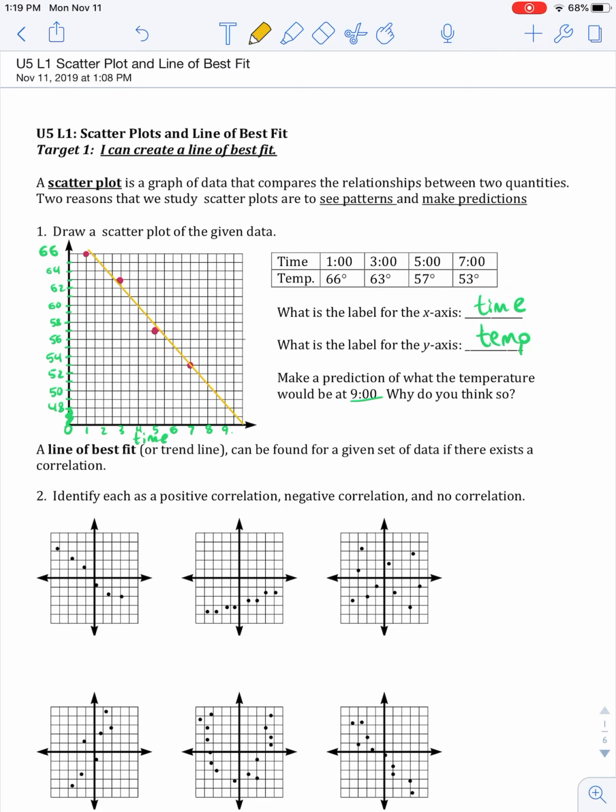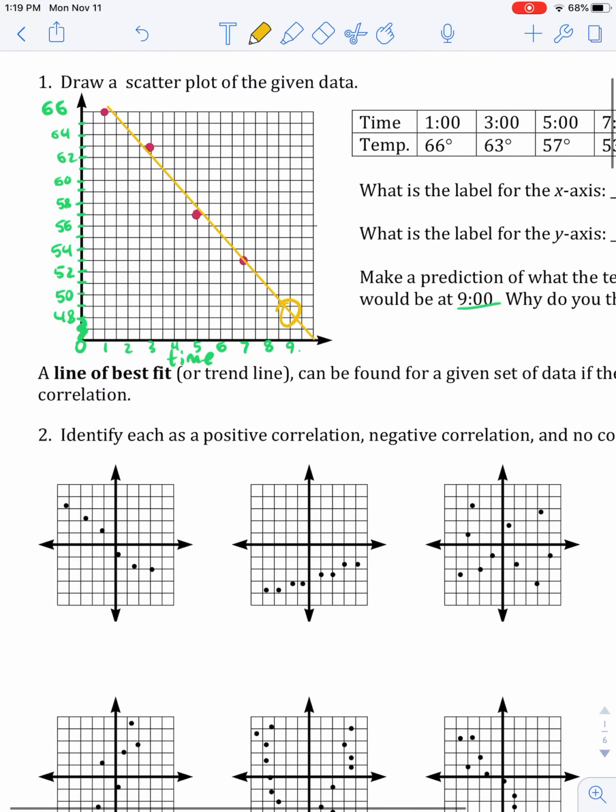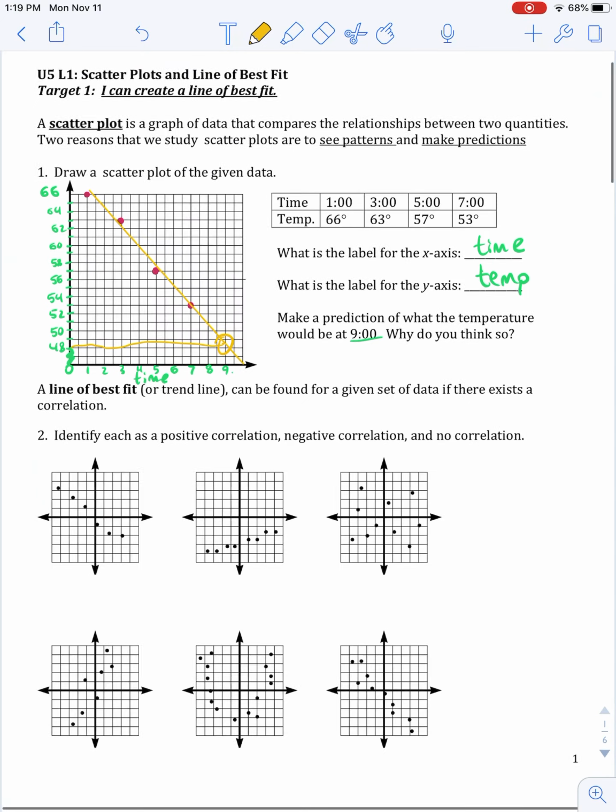So now when they ask me to make a prediction about what's going on at 9, I'm going to look at that trend line. And at 9, it's looking like my pattern is taking me around 48, 49 degrees.